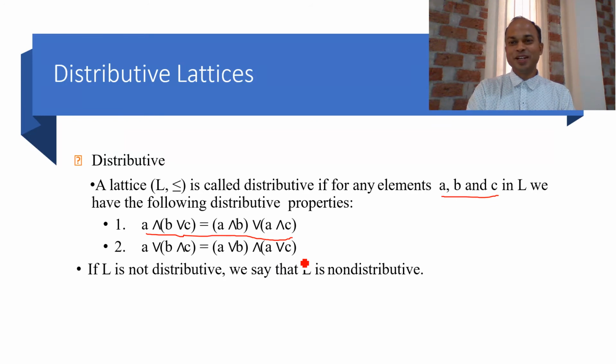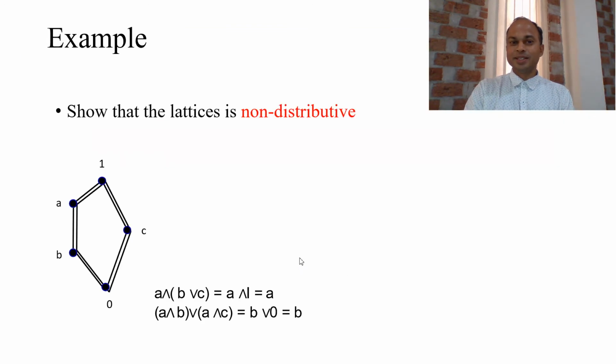Another important point, always remember union is the least upper bound and intersection is the greatest lower bound. So if any lattice satisfies either property 1 or property 2, then we can say that this particular case is a distributive lattice. Now we are taking an example to check whether this is a distributive lattice or not. In this example, we are taking A, B, C.